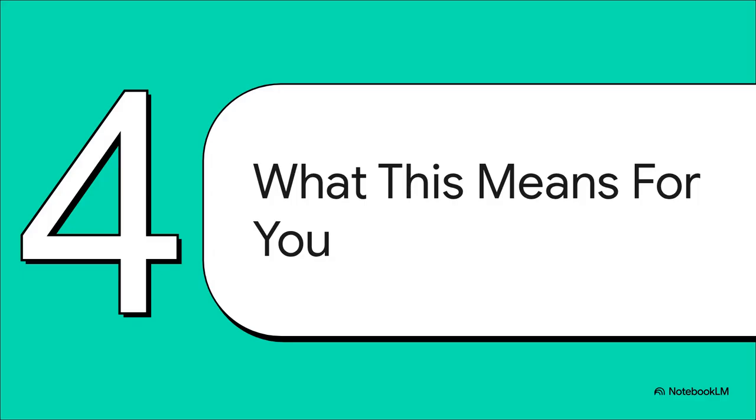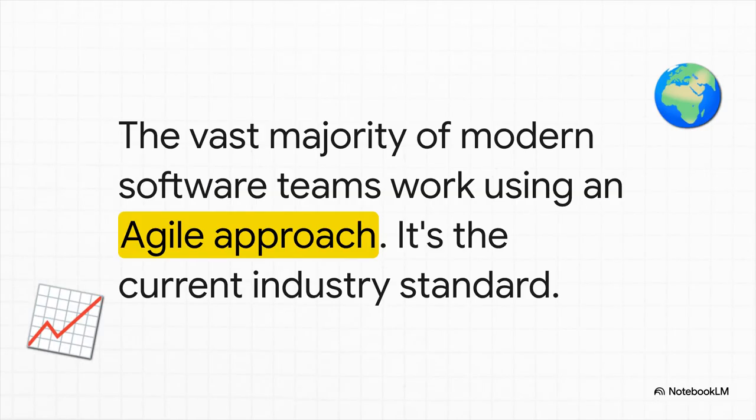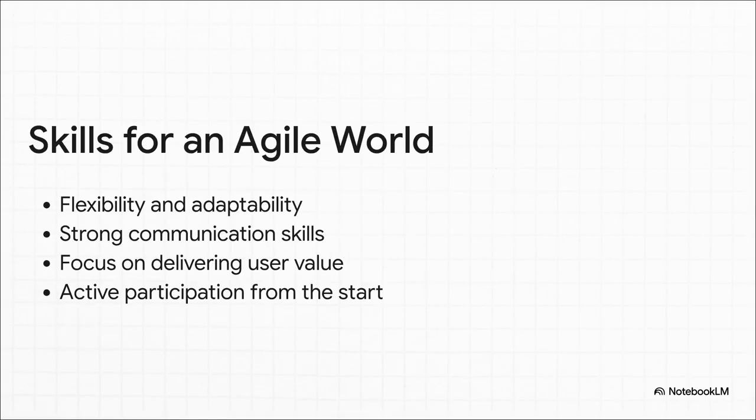Okay, so we've gone through all this history, from rigid waterfalls to flexible spirals, but as a beginner who's looking to get into the field today, which of these are you actually going to run into out there in the real world? So, while it's important to know the history, let's be super clear about the reality on the ground. Today, the vast majority of software teams, especially in the Western market, are using an Agile approach. Frameworks like Scrum or Kanban, which are built on all of these Agile principles, are pretty much the modern industry standard.